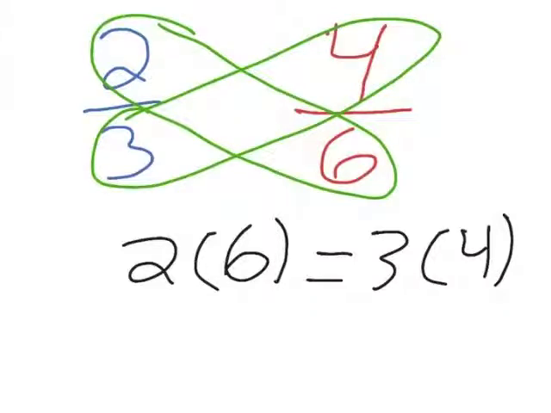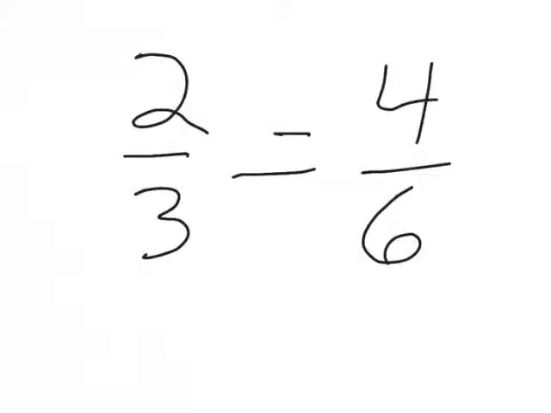So here we go. 2 times 6 is 12. 3 times 4 is also 12. 12 does equal 12, so this is a proportion. 2/3 and 4/6 is a proportion. So we can say 2/3 equals 4/6. They are a proportion.